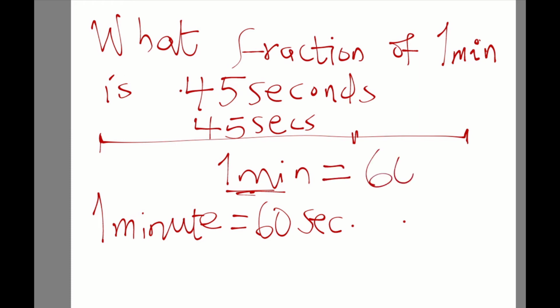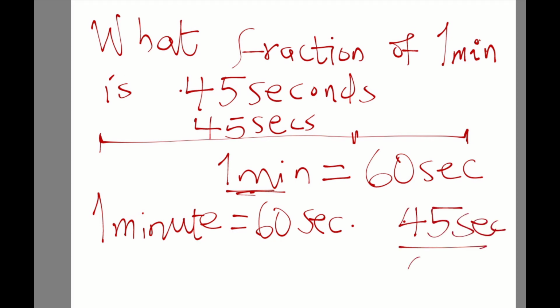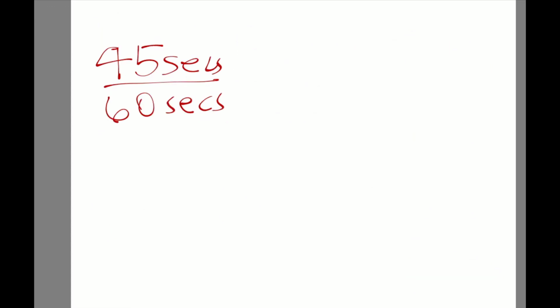So we are going to divide, because we are finding 45 seconds out of 60 seconds, we are finding that fraction of that. We do 45 seconds over 60 seconds. So we reduce 45 seconds over 60 seconds to its simplest form. I hope you all can do that. 45 seconds over 60 seconds. Try that. Let's see what you get.